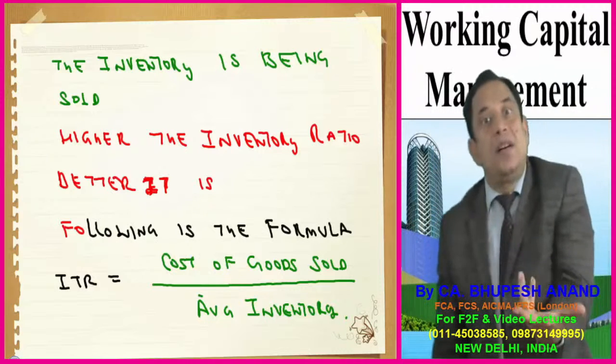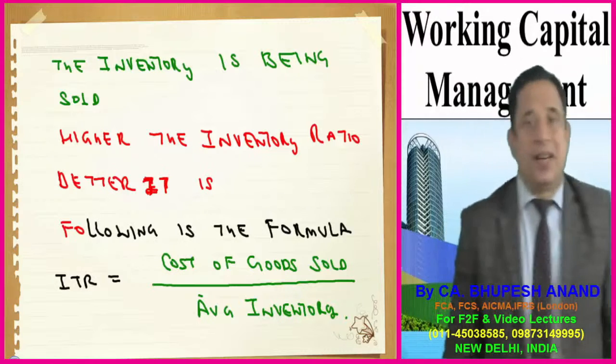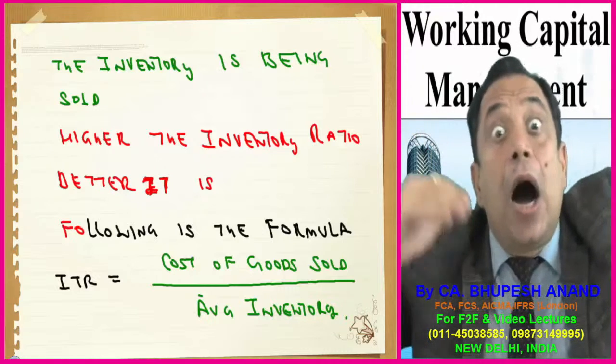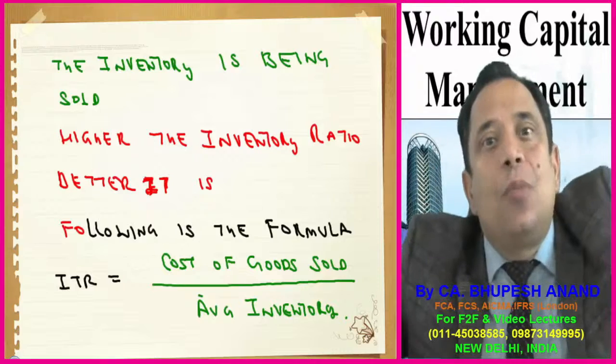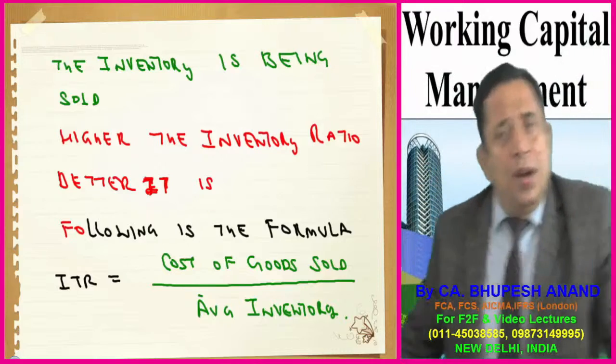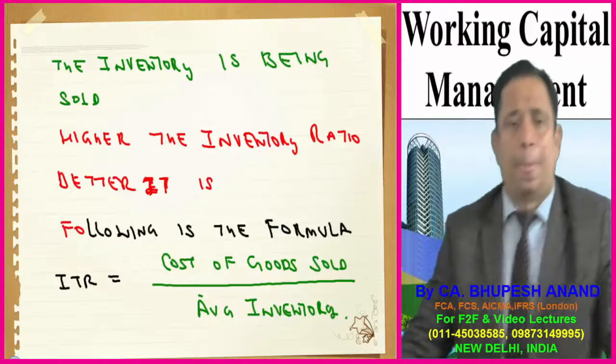Now why is it better? I will explain that with the help of a case study. For the writing's sake, just note down the figures. I have given you the formula: cost of goods sold upon average inventory, and how we have calculated this formula. I will give you the logic. There is no need to learn or cram these formulas. I will tell you the logic behind it. Firstly, your task is to write down.